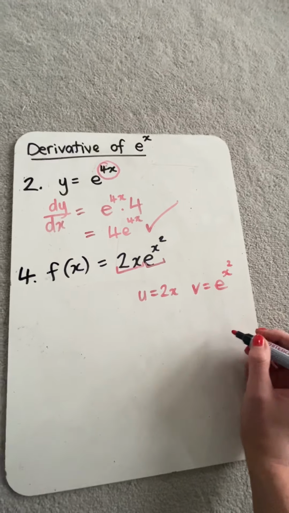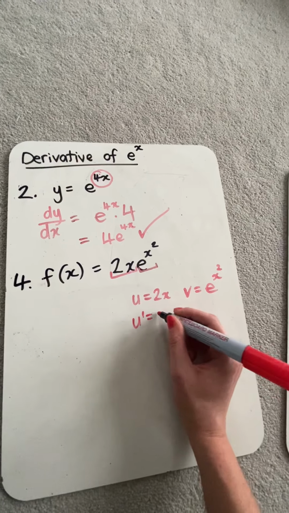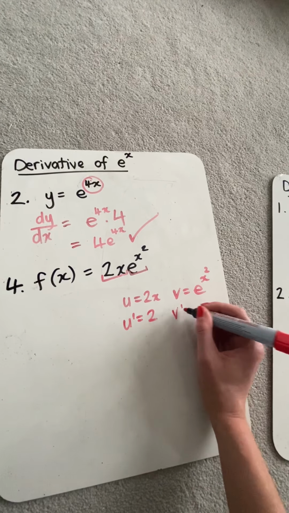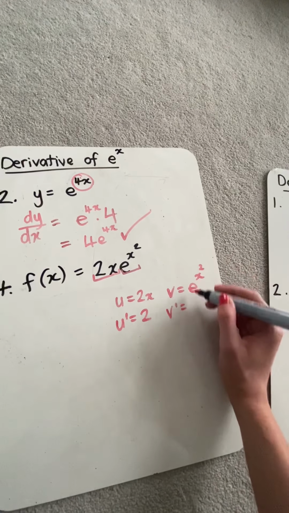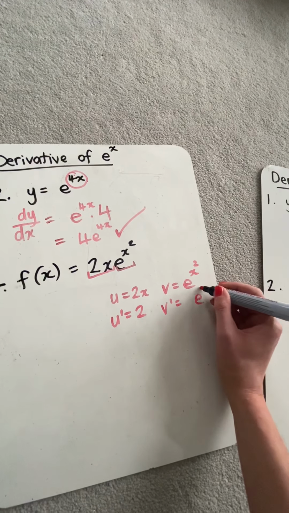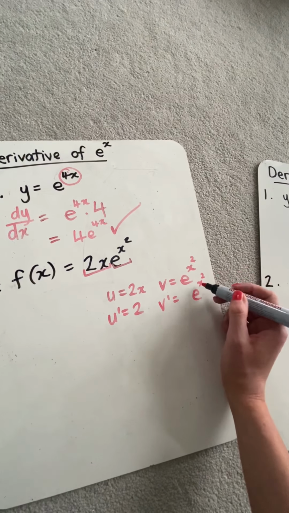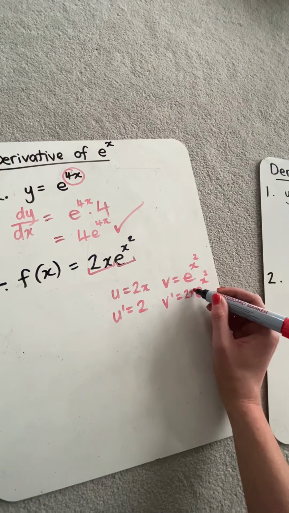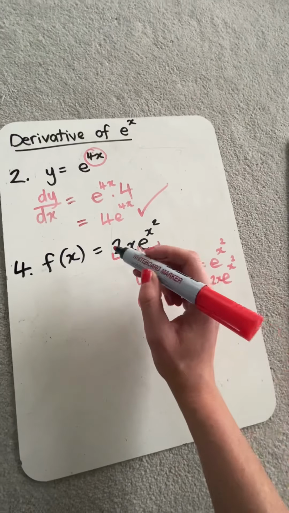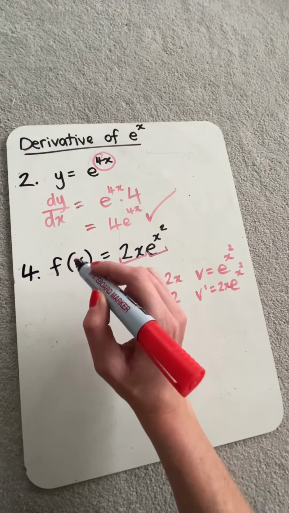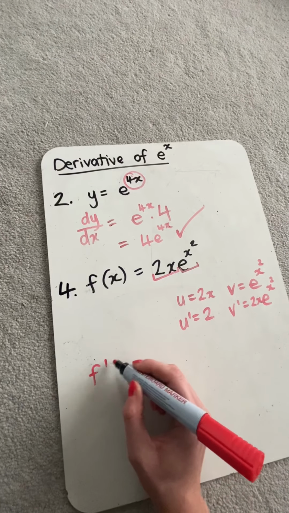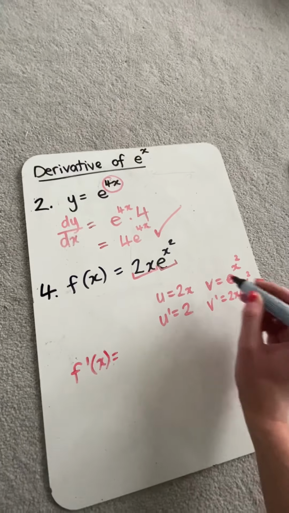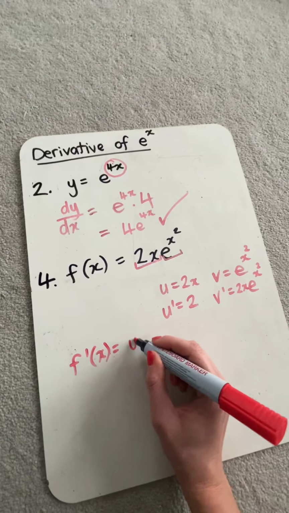Okay, so let's start the product rule. u dash is quite simply 2, and v dash, again, I'm going to keep that exponential the same and multiply by the derivative of the power, which is 2x. So I'm just going to stick that at the front here. So go back to here, I want to differentiate f of x, so that's just f dash of x then. And let's write down our formula for the product rule.